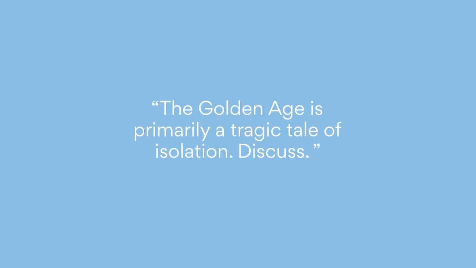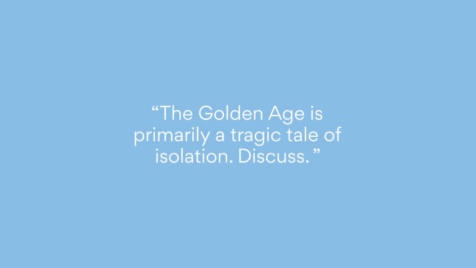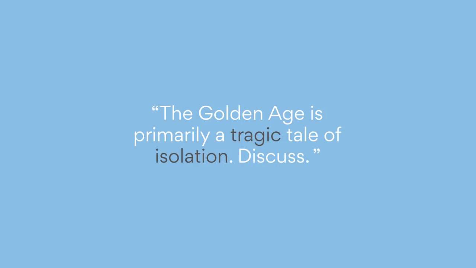On that note, today's essay topic is: The Golden Age is primarily a tragic tale of isolation. Discuss. Let's break this prompt down and define some keywords. The keywords we'll be looking at first are isolation and tragic. We'll be defining them quite briefly, but be sure to think about these terms in how they relate to the novel. In particular, see if any scenes, passages, or characters jump to mind.